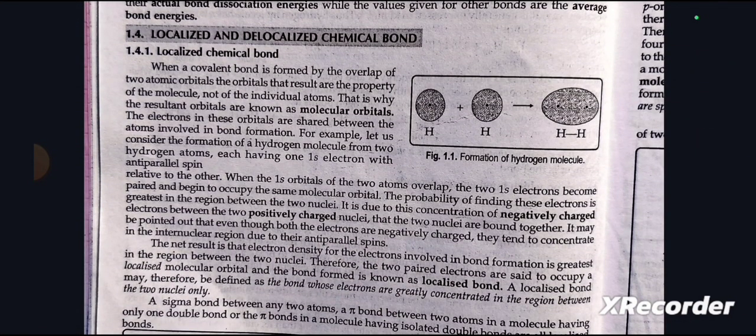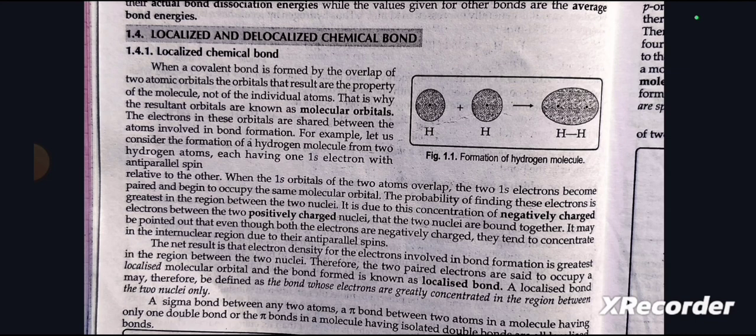1.4 Localized and delocalized chemical bonds. 1.4.1 Localized chemical bonds. When a covalent bond is formed by the overlap of two atomic orbitals, the orbitals that result are the properties of the molecules, not of the individual atoms. That is why the resultant orbitals are known as molecular orbitals. The electrons in these orbitals are shared between the atoms involved in bond formation.